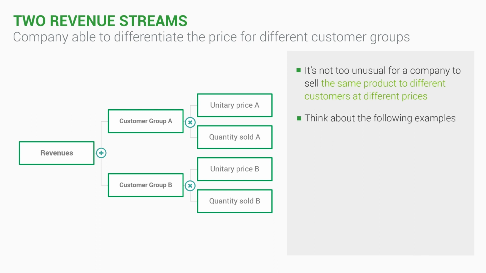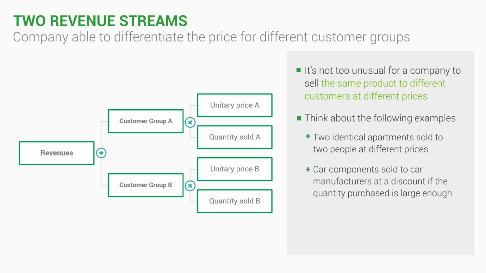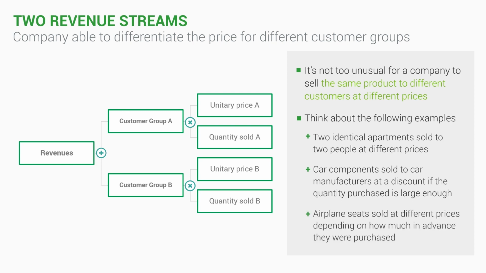Take, for example, two identical apartments sold to two buyers at different prices. Alternatively, a manufacturer of car components might discount its products for customers purchasing large enough quantities. Airplane seats are also sold at different prices depending on how far in advance they are booked. Price discrimination allows companies to make some customers pay a higher price exactly when those customers can afford it.